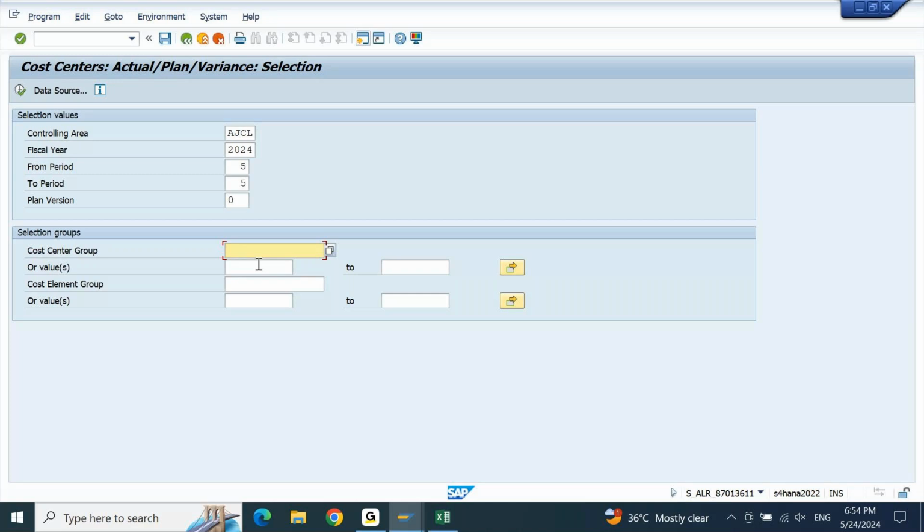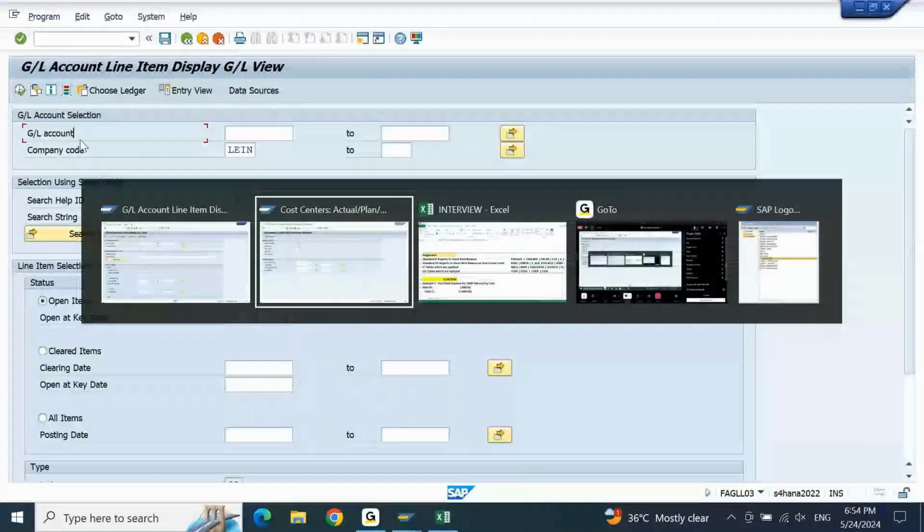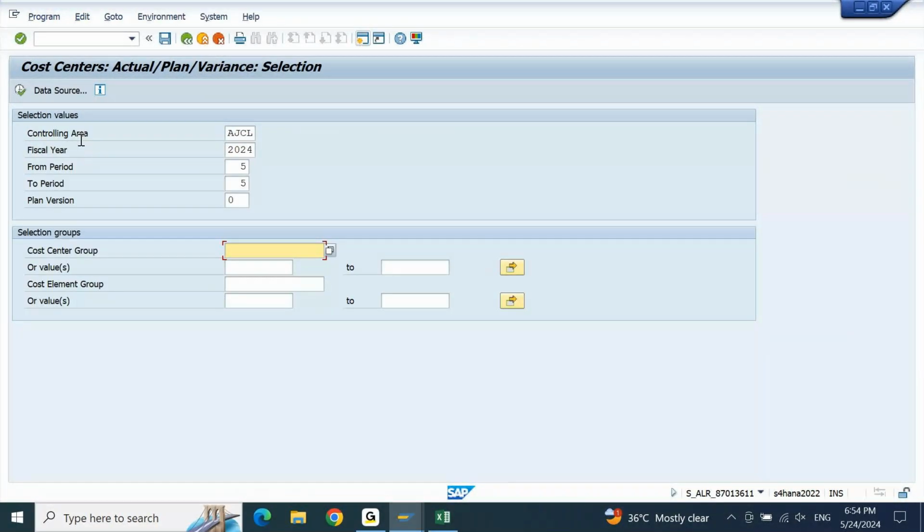Similarly, when you talk about GL report, when there is no GL account, this is not called a GL report. When you talk about cost center, you need to make sure cost centers are created. You can pull the report for cost center either at the cost center level or at the cost center group level. Slowly we will understand what is cost center, what is cost center group, and how you can analyze it.